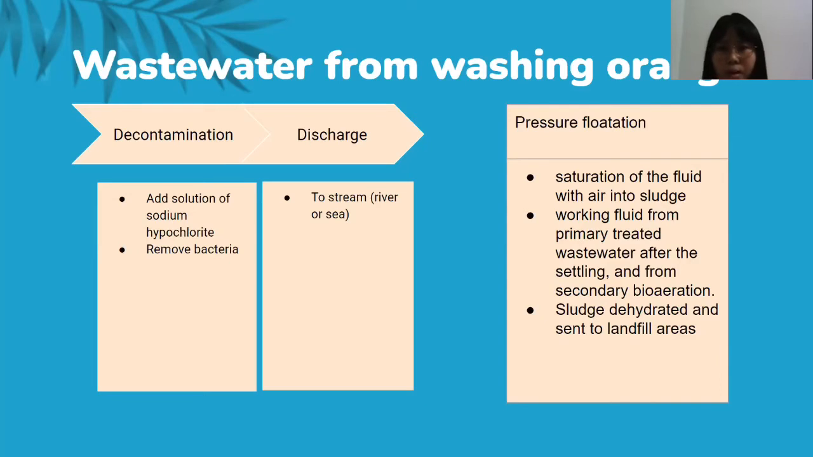I'll talk about the pressure flotation that I mentioned just now. The pressure flotation is the process of saturation of the fluid with air into sludge. The working fluid comes from the primary treated wastewater after the settling process and also from the secondary bioaeration. The saturated sludge will then be dehydrated and sent to the landfill areas.